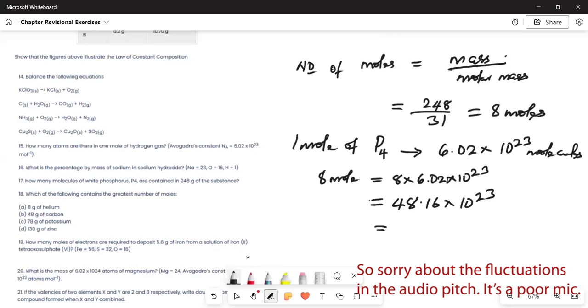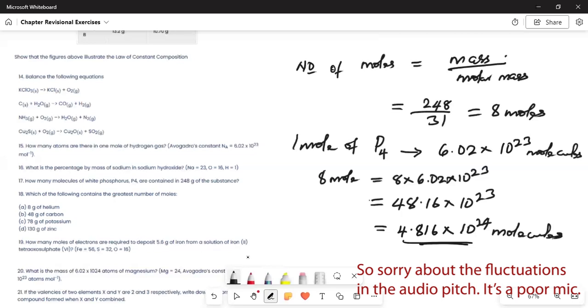Let's express this in proper standard form by moving this decimal point to this position. So that will be 4.816 times 10 to the power 24 molecules. Since we moved the decimal point one position, we need to add that one to this 23. That makes it 24. Then question 18 says, which of the following contains the greatest number of moles?